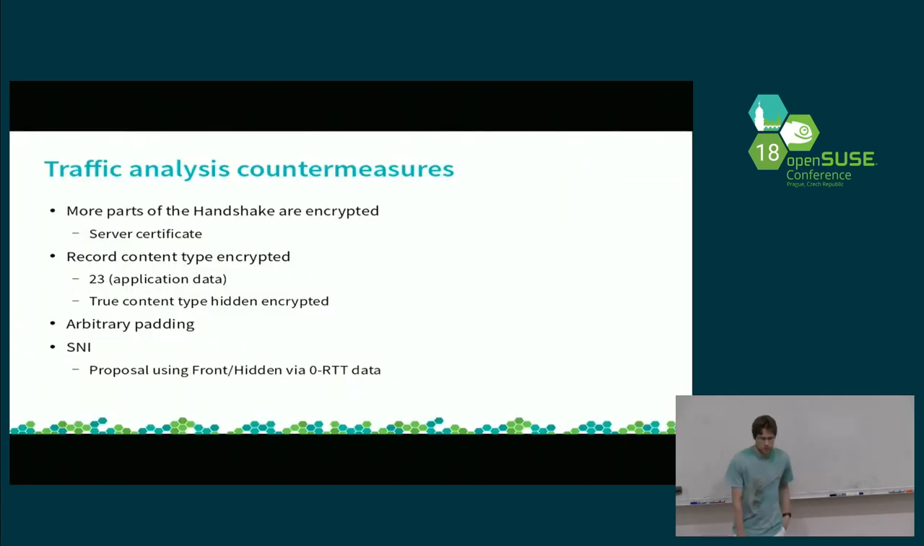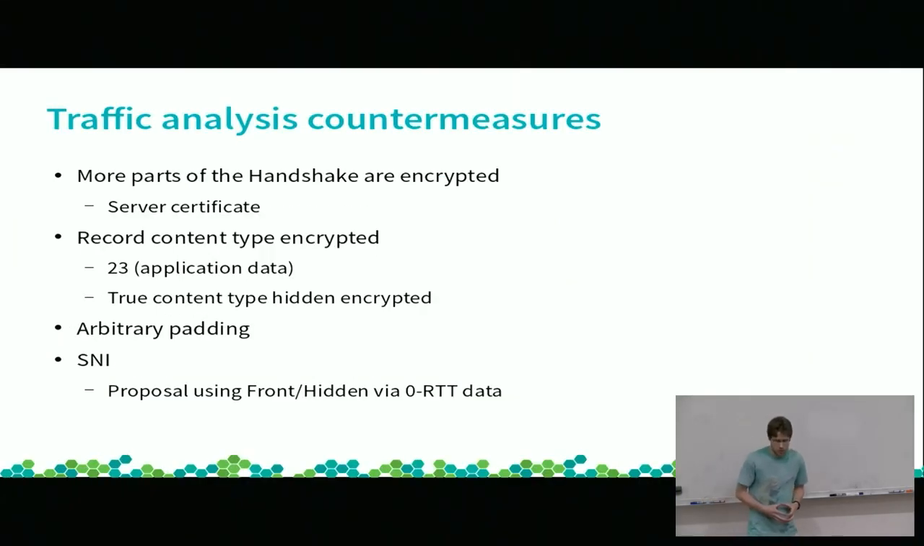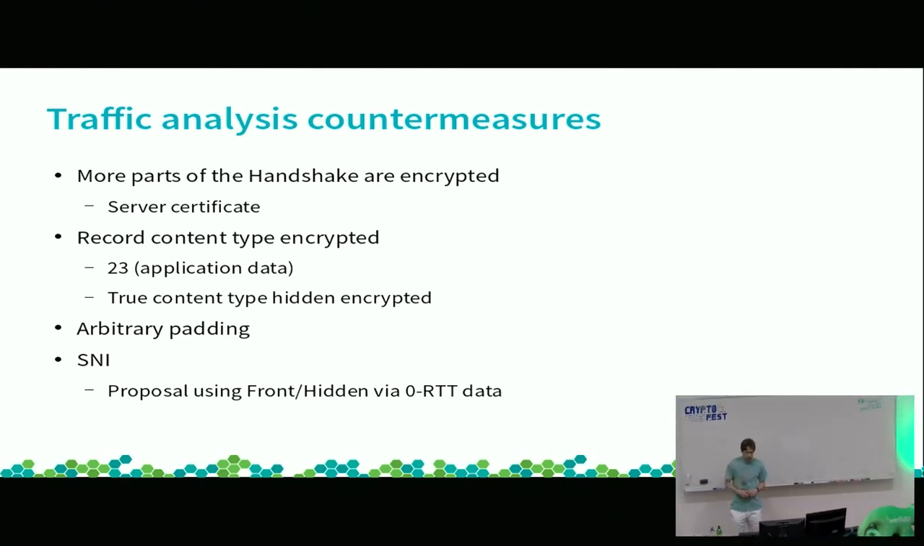Okay, here are some traffic analysis countermeasures that are implemented in TLS 1.3. More parts of the handshake were encrypted. For example, the server certificate is now encrypted, and using post-handshake authentication, the client certificate could be encrypted too. Record content is now encrypted. The old field for type now just says application data for everything, and the real content type is hidden, encrypted in the cipher block. TLS 1.3 also implements arbitrary padding. The padding can be added at the record, so an attacker can't guess the size of the transferred material anymore.